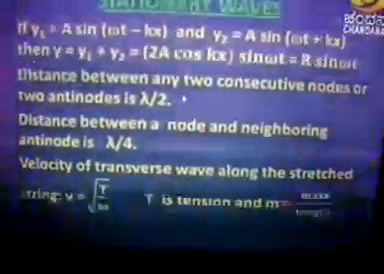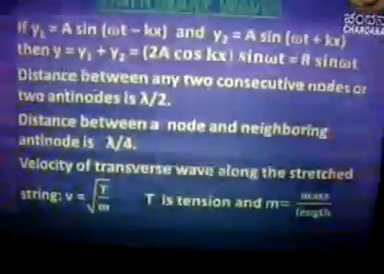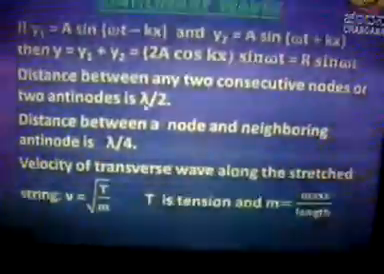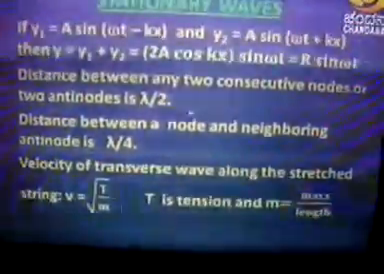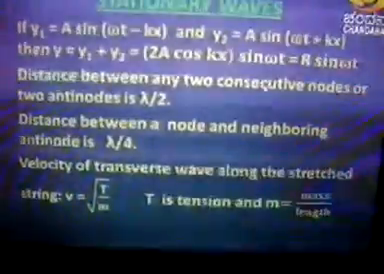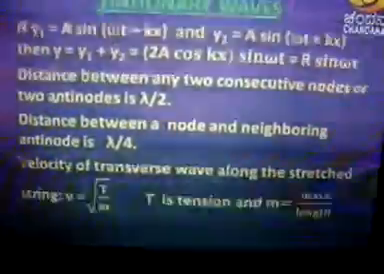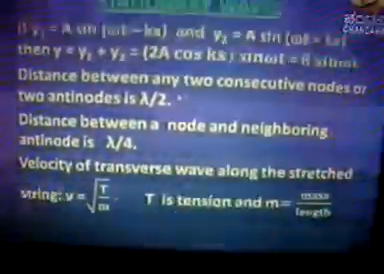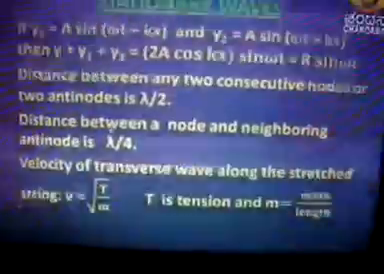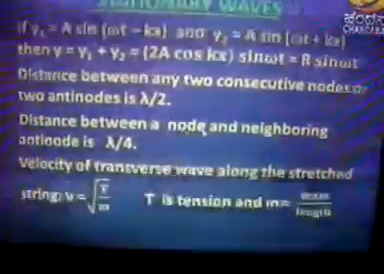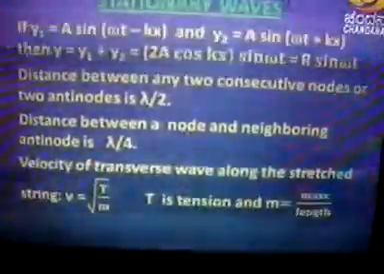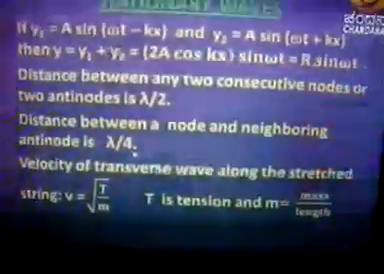Next, the distance between two consecutive nodes or two consecutive antinodes is equal to lambda by 2. That is, the distance from one node to the next neighboring node, or from one antinode to the neighboring antinode, is lambda by 2. Similarly, the distance between one node and its nearby antinode is equal to lambda by 4.